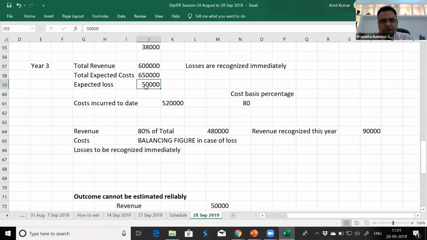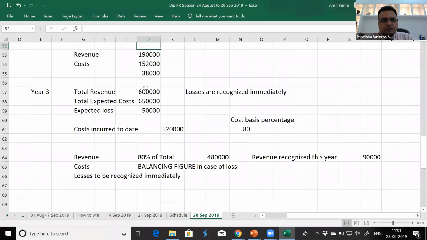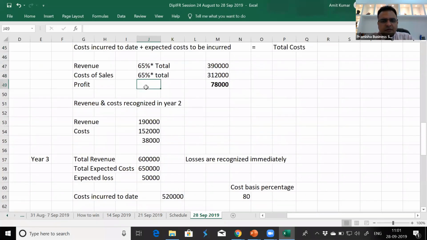Not only this, we have already recognized a profit of, till date, we have recognized a profit of 78,000. So how much total loss we will have to recognize this year? Reversal of the previous credits we have given to profit and loss. We have already recognized profit of 78,000 and we believe that we are going to suffer loss of 50,000 over the period of contract. We need to recognize it immediately. How much total loss we need to recognize this year?